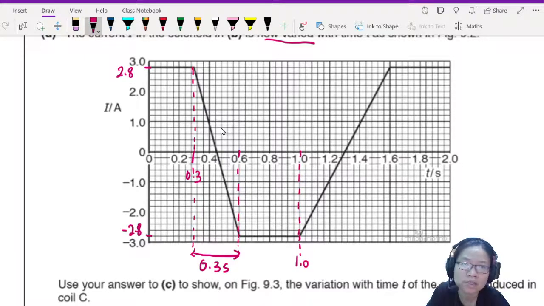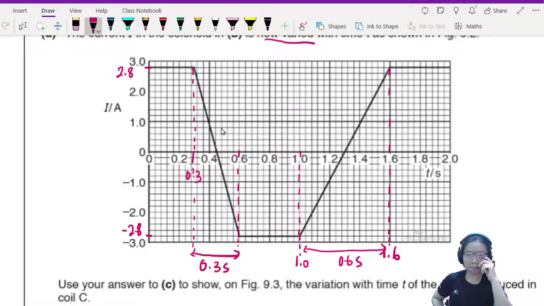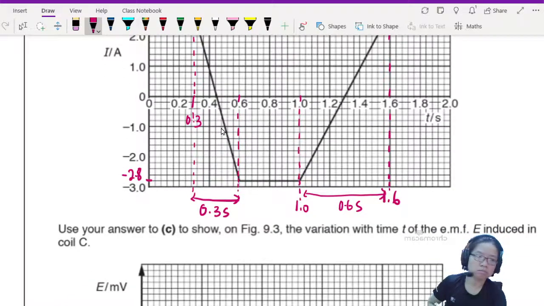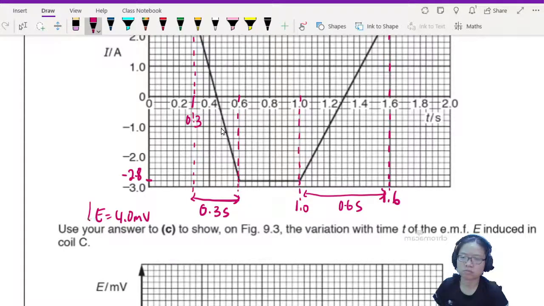And then here, this one is 1.0. But what is this? This is 1.6. So the current still reversed from negative 2.8 to positive 2.8, but it took double the time. So from here to here, it will be 0.6 seconds. It took double the time. So use your answer in C. My answer in C was the induced EMF E is 4.0 millivolt. This is my answer in C. Just going to draw a circle here.